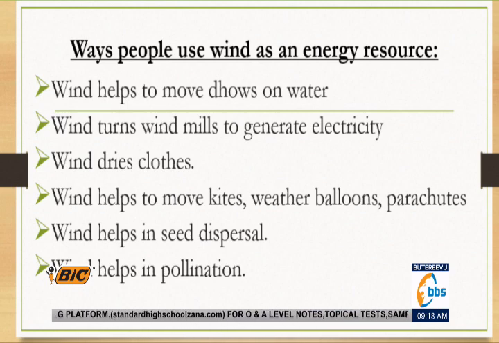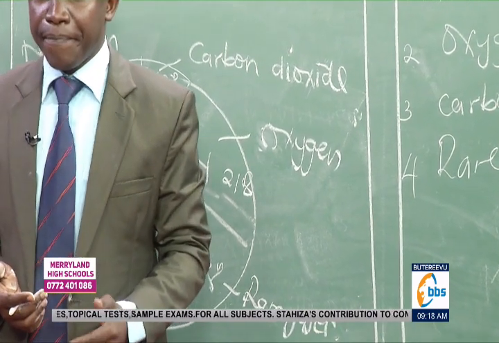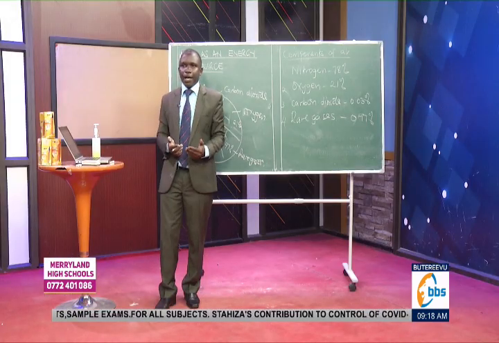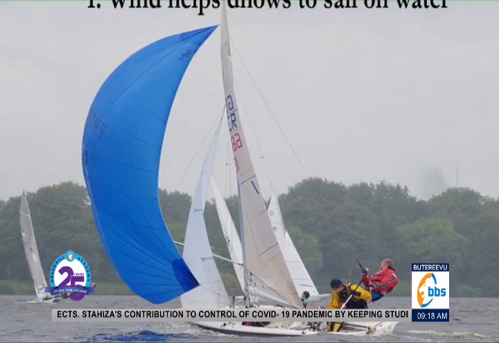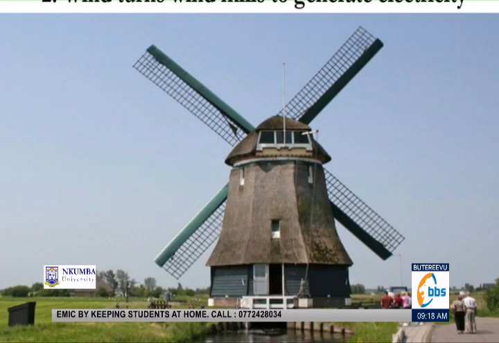Now, let's go back to point one. We said wind helps to move doors on water. I want to see that picture. Okay? When you look at that picture, you'll see that those people there, they were using wind actually to move that door. Let's move to another picture there. You realize that windmills use wind to generate electricity.